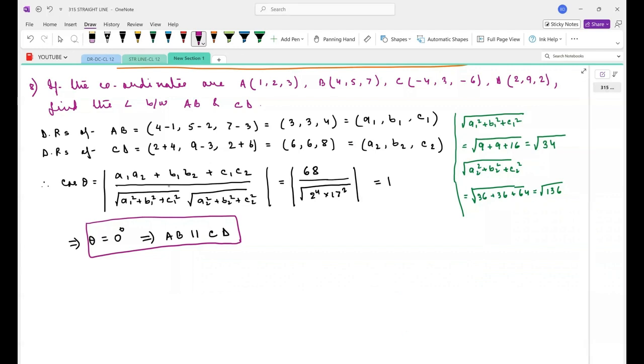The next sum, sum number 8, just to save time, I have done the sum because it is easy also. The coordinates of 4 points A, B, C, D are given. You have to find the angle between AB and CD. What I simply did is, I found the DRs of AB. How to find DRs I have explained in the previous video. So these two are the DRs of the two lines, and then we simply put them into the formula, and theta comes 0 degrees. So AB is parallel to CD.